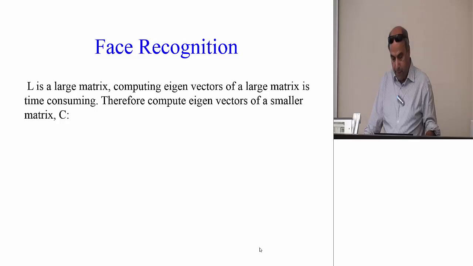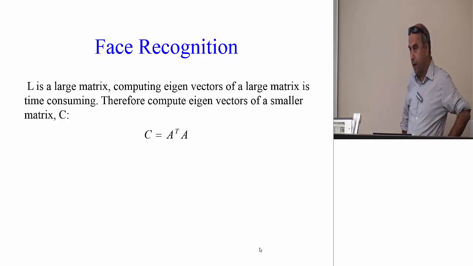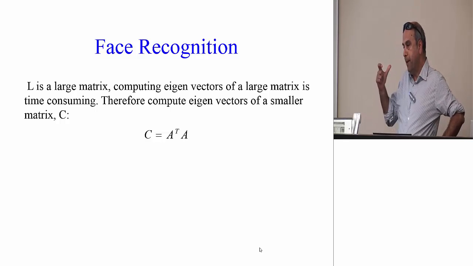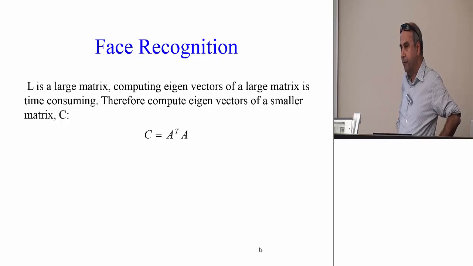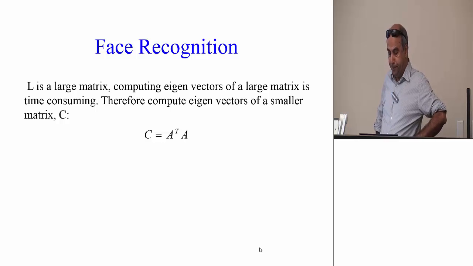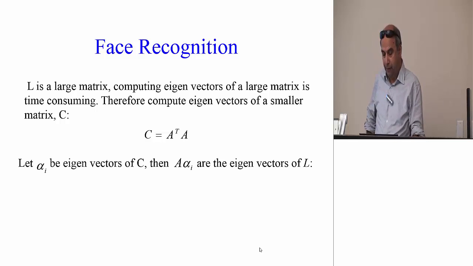Last time we were talking about that we will have this matrix L and C. So L is a large matrix because if we put each image, which is say 250,000 dimension vector, it'll become 250,000 by 250,000. But we can do with a smaller matrix, which is C, which is A transpose A, and if we can find out eigenvalues of C, then from there we can find out eigenvalues of L.